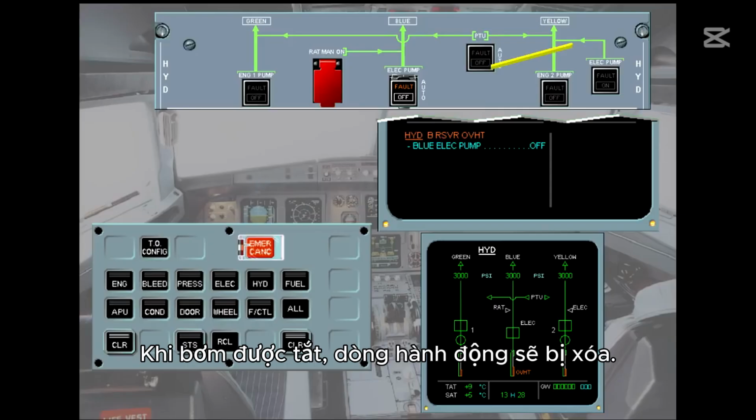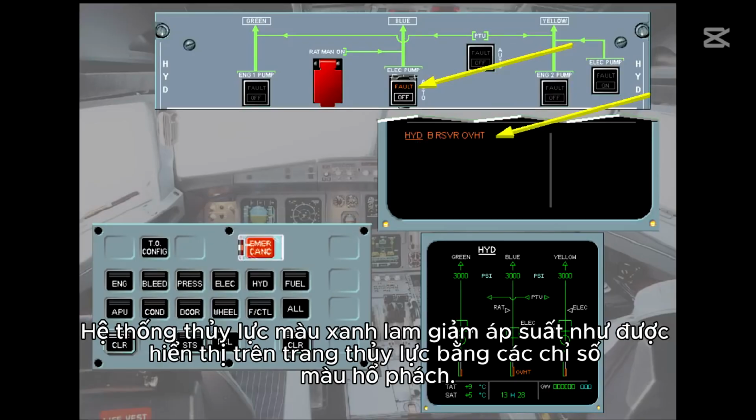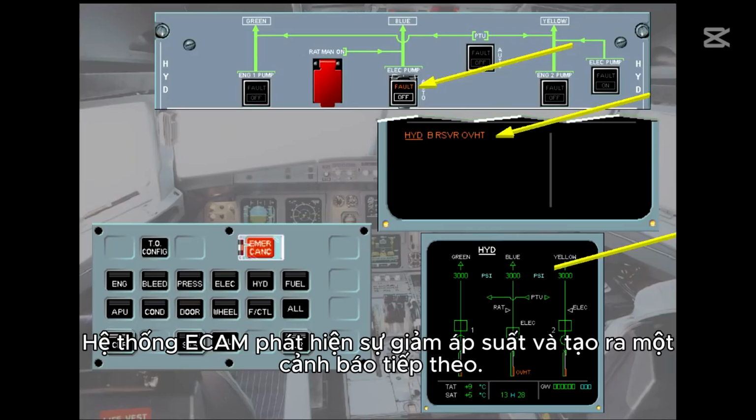When the pump is switched off, the action line is removed. The blue hydraulic system depressurizes, as shown on the hydraulic page by the amber indications. The ECAM system detects the drop in pressure and generates a further alert.